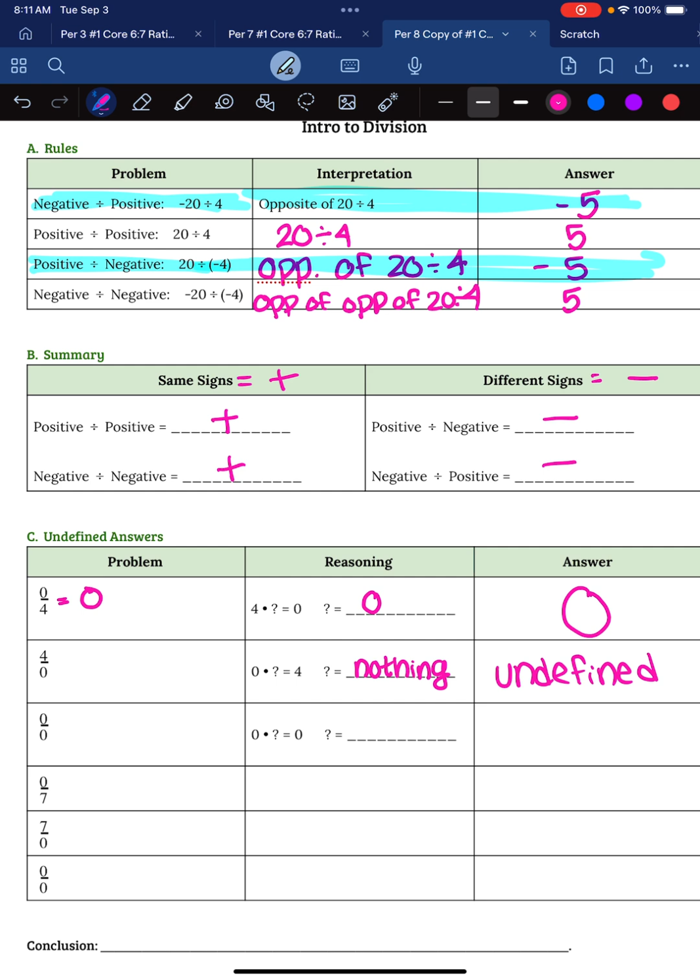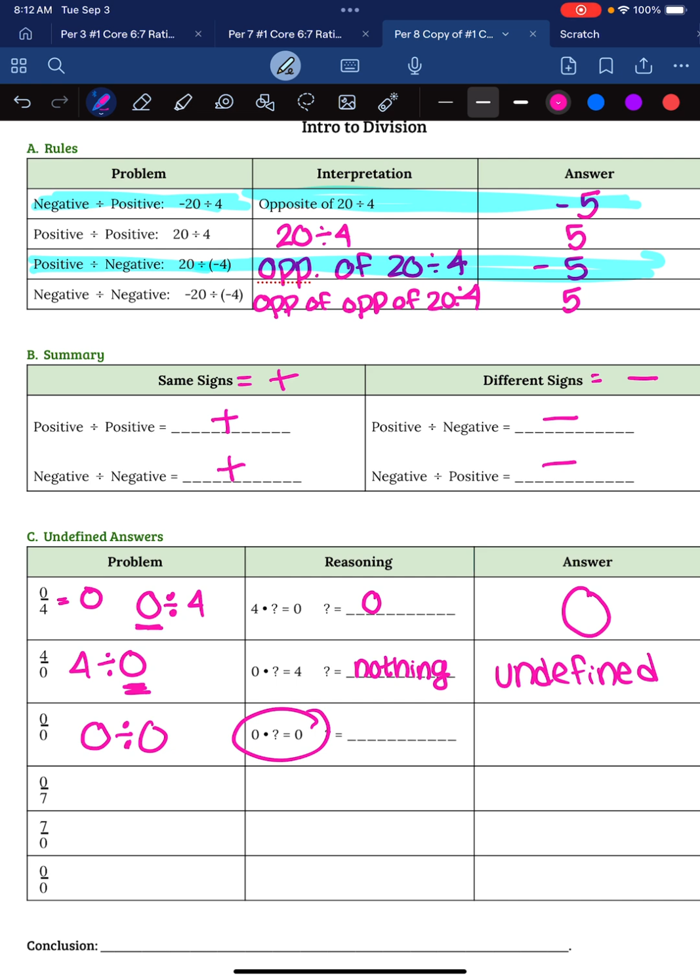So if 0 is on the bottom, no go, not good, undefined. This is the same thing as 4 divided by 0, with the 0 being the second number. And the one above is the same as 0 divided by 4, with the 0 being the first number. All right, the next one is 0 divided by 0. It's the same thing as this. So to answer this, we're going to look at our interpretation, our reasoning. 0 times what equals 0?